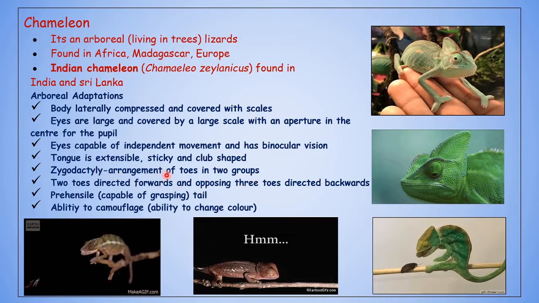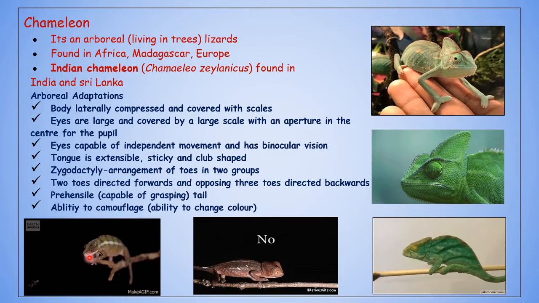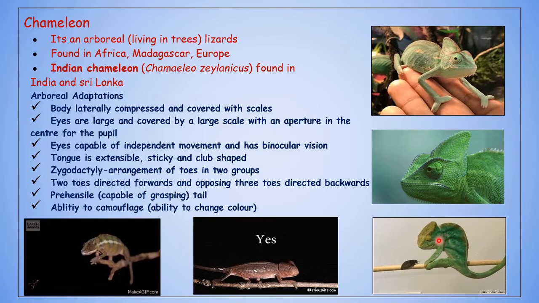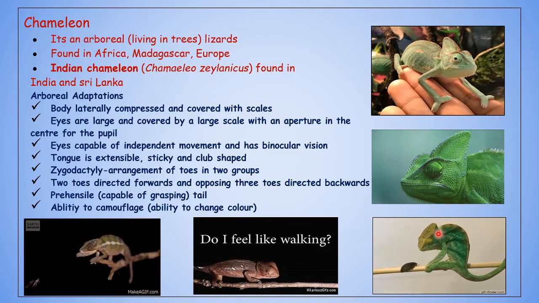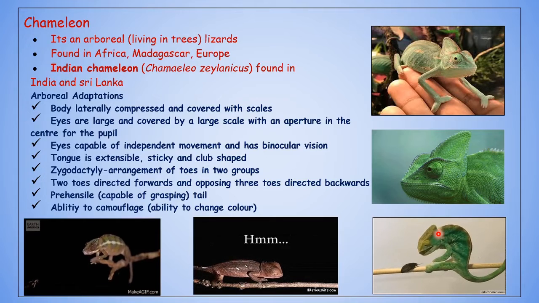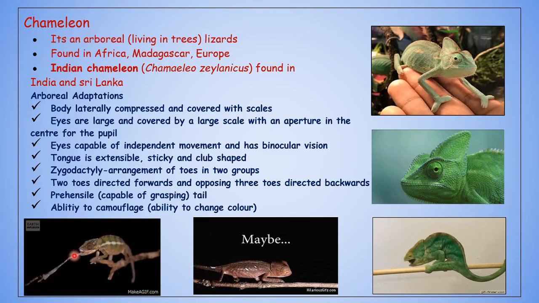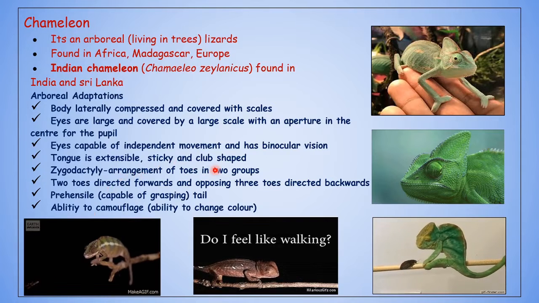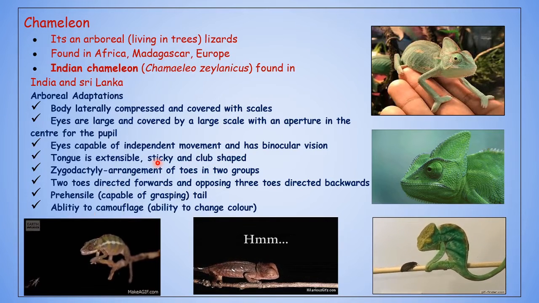The tongue is extensible, sticky and club-shaped, which you can see here. It is extending. In these two short videos, you can see the tongue, which is extensible for catching their prey. You can see at the tip, it is club-shaped, and it is sticky to catch its prey.